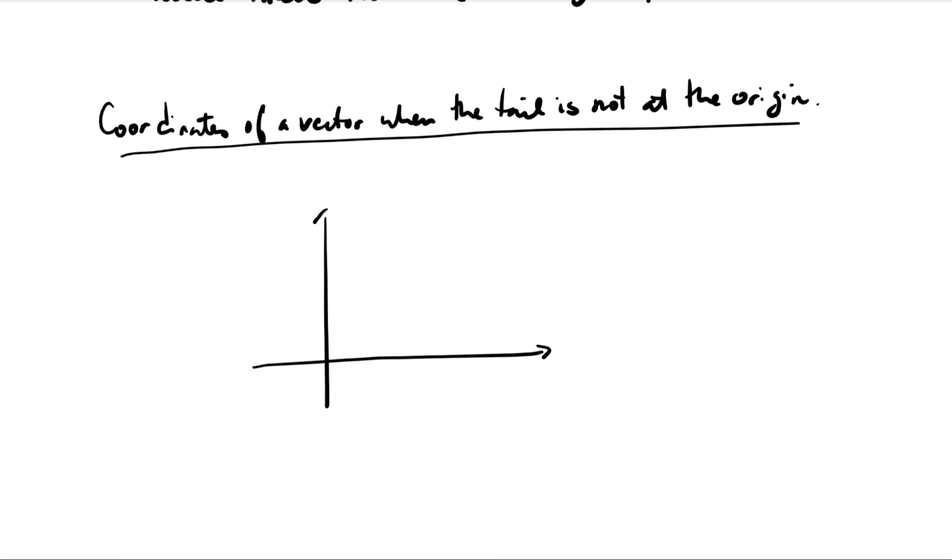So imagine that I have a point A. Often we're going to label points with capital letters. So A has coordinates x1, y1, and this is, let's say, point B with coordinates x2, y2. What would be now the coordinates of this vector?